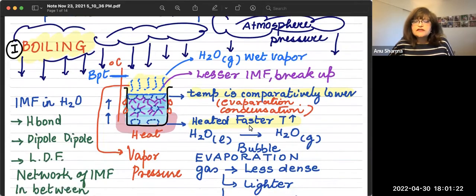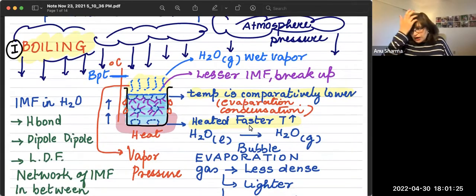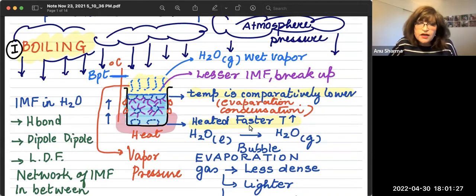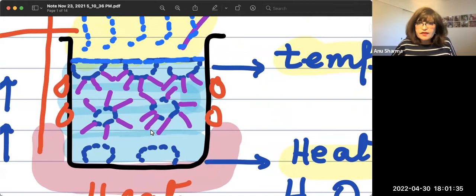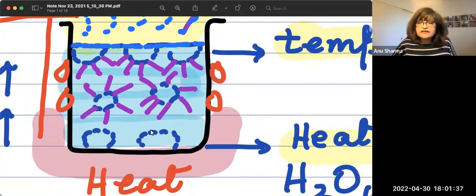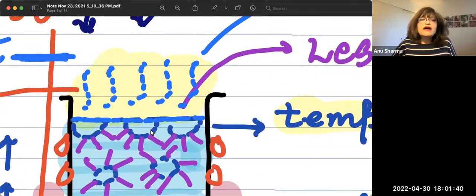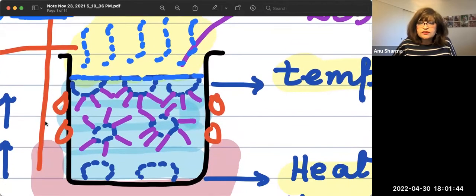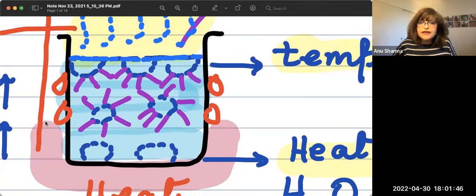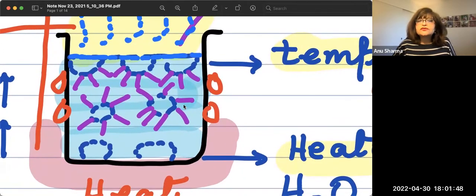So first of all, let's look at what causes boiling, or how does boiling occur. If you look at this particular container, which is containing water, and you are heating this. Here you have the red thing, which is showing you the thermometer reading, the temperature, and the amount of heat that is being added into the system.